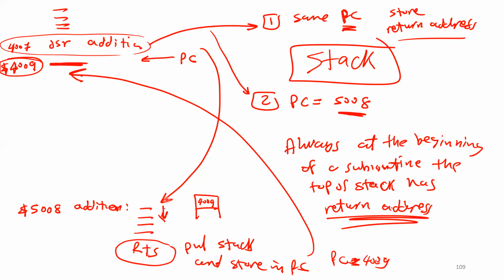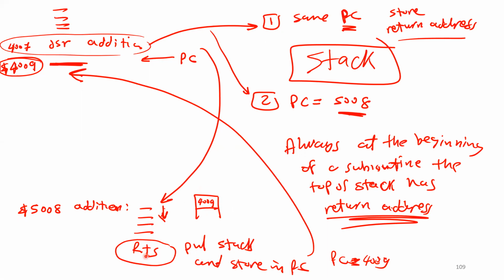Okay, guys, tell me true or false. Think about what I'm going to say right now, and then tell me true or false. Always at the beginning of any subroutine, the top of the stack is storing the return address. True or false? For sure, that's true. Because when I come to the subroutine, the jump instruction already pushed the PC to the top of the stack. So always at the beginning of any subroutine, the top of the stack is holding the return address. This is number one, guys.